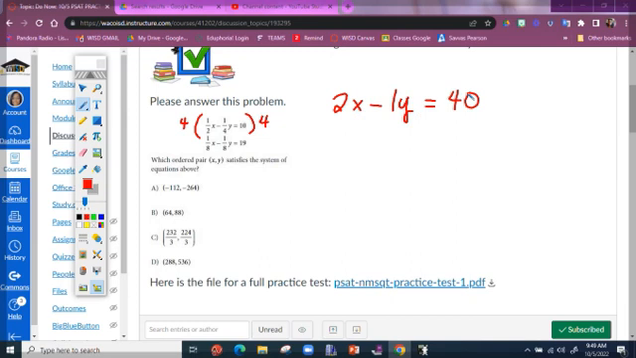I'm going to do the same thing with 1/8. Well, 1/8 is easy. What is the LCD? 8. So I'm going to multiply by 8, and I'm going to be left with 1x minus 1y equals, what's 19 times 8? You can calculate. 19 times 8.